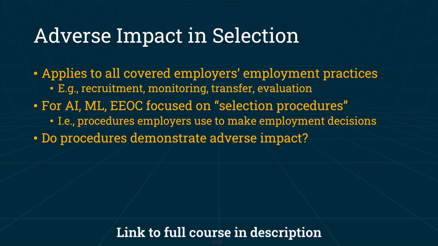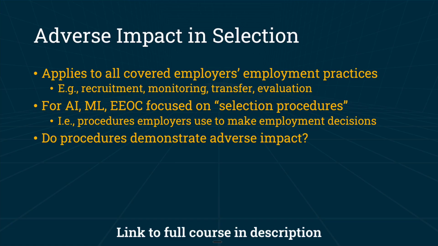Concerning adverse impact in selection, here we're thinking about the screening and hiring of employees. So the law applies to all covered employers' employment practices, including, for example, recruitment, monitoring, transfer, and evaluation. Therefore, the law applies to any artificial intelligence or machine learning systems. And the EEOC, in their enforcement of the law, is focused on selection procedures, for example, procedures that employers use to make employment decisions.